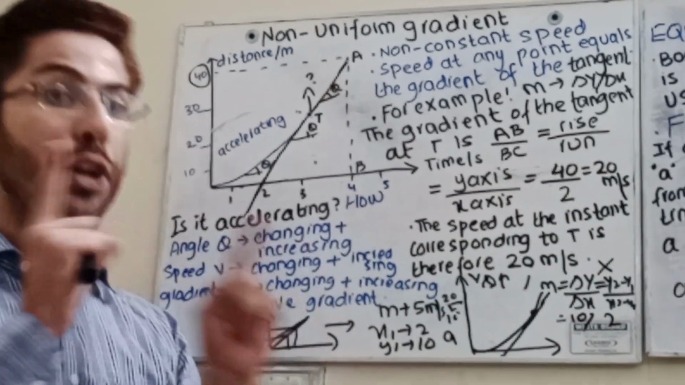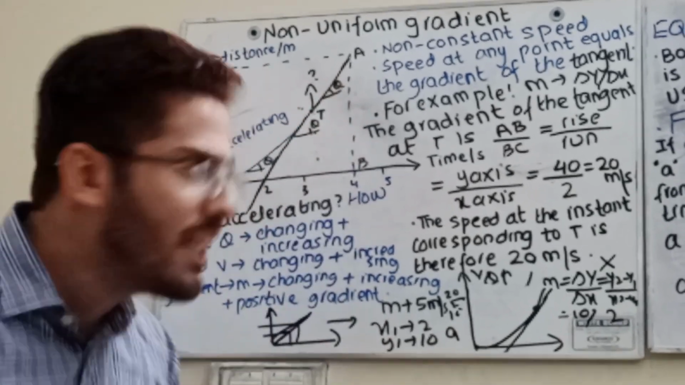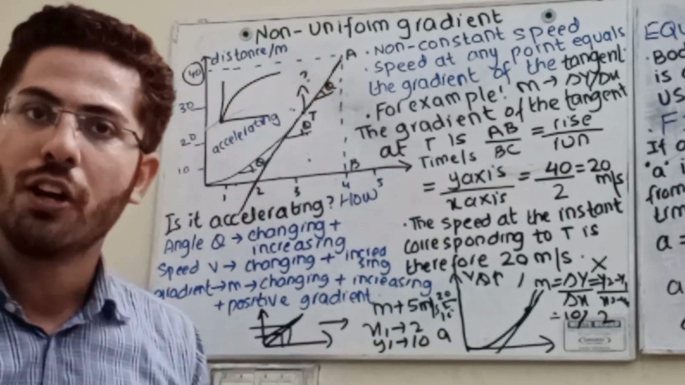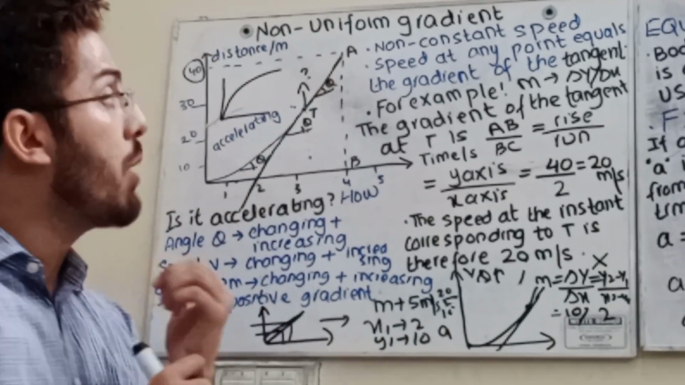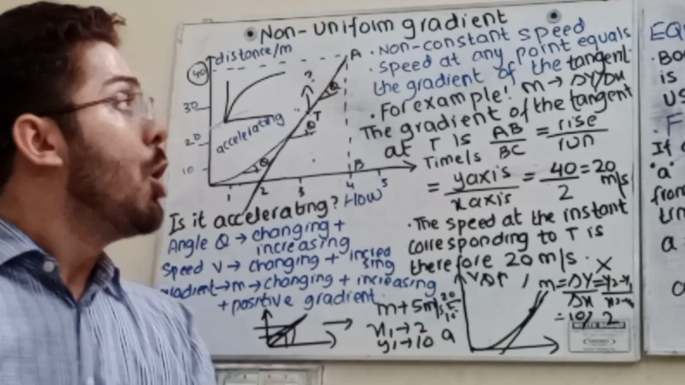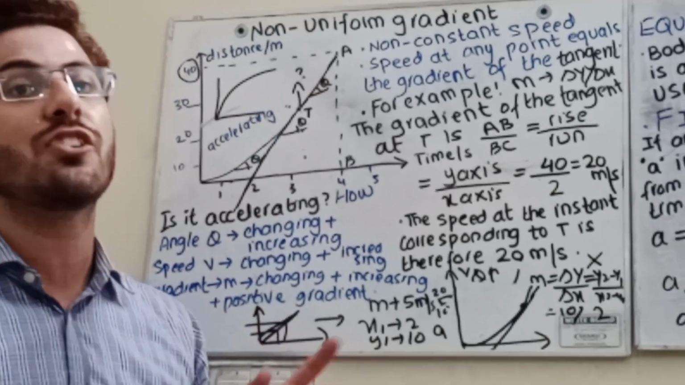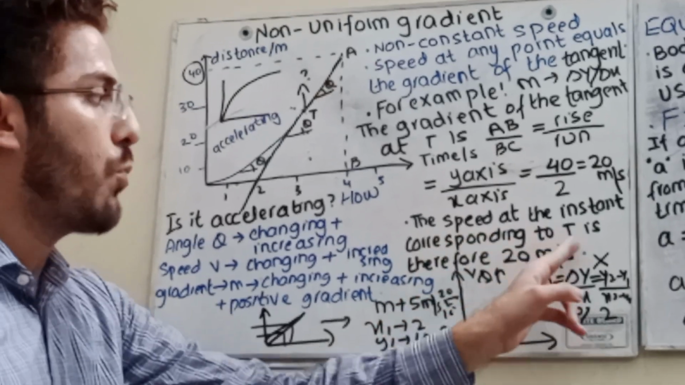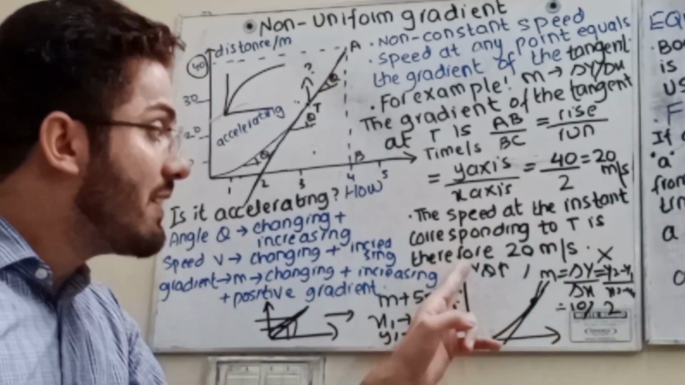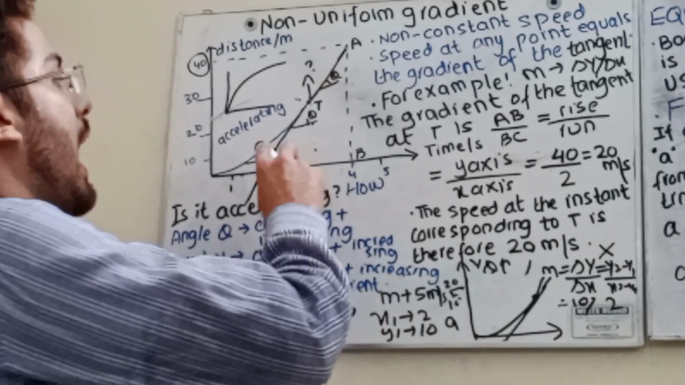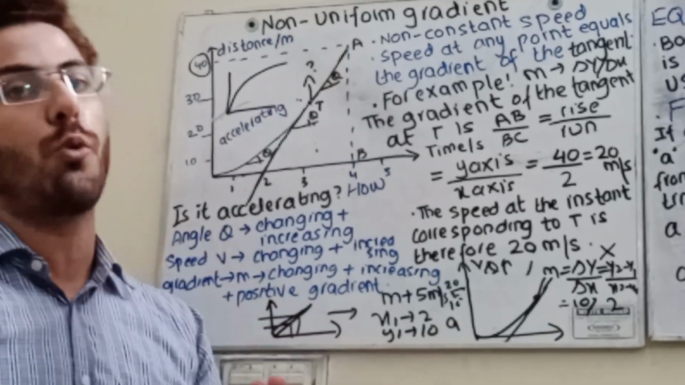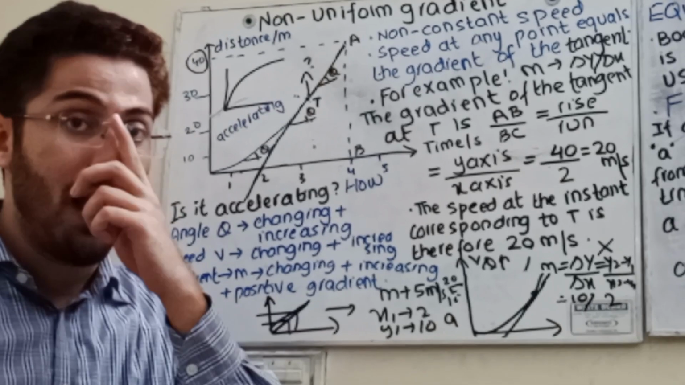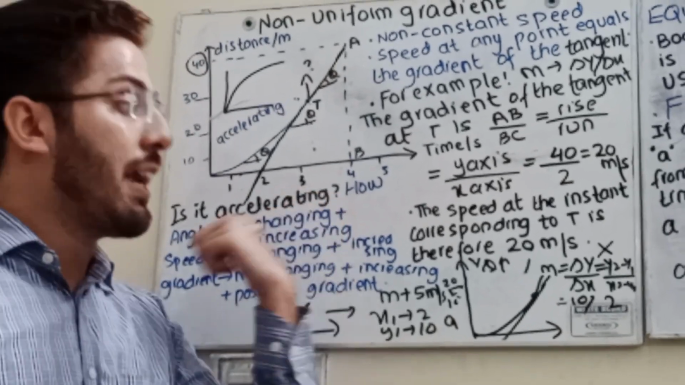Students, do remember, you need to apply this gradient technique, whether the gradient is increasing or decreasing, using the tangent way. You have many questions in past papers where you need to find the answer by applying the tangent. The speed at the instant, at the point corresponding to t, is therefore 20 meter per second. It means that at this point the speed is 20 meter per second. I hope you are getting this point by applying the tangent way and the gradient way.